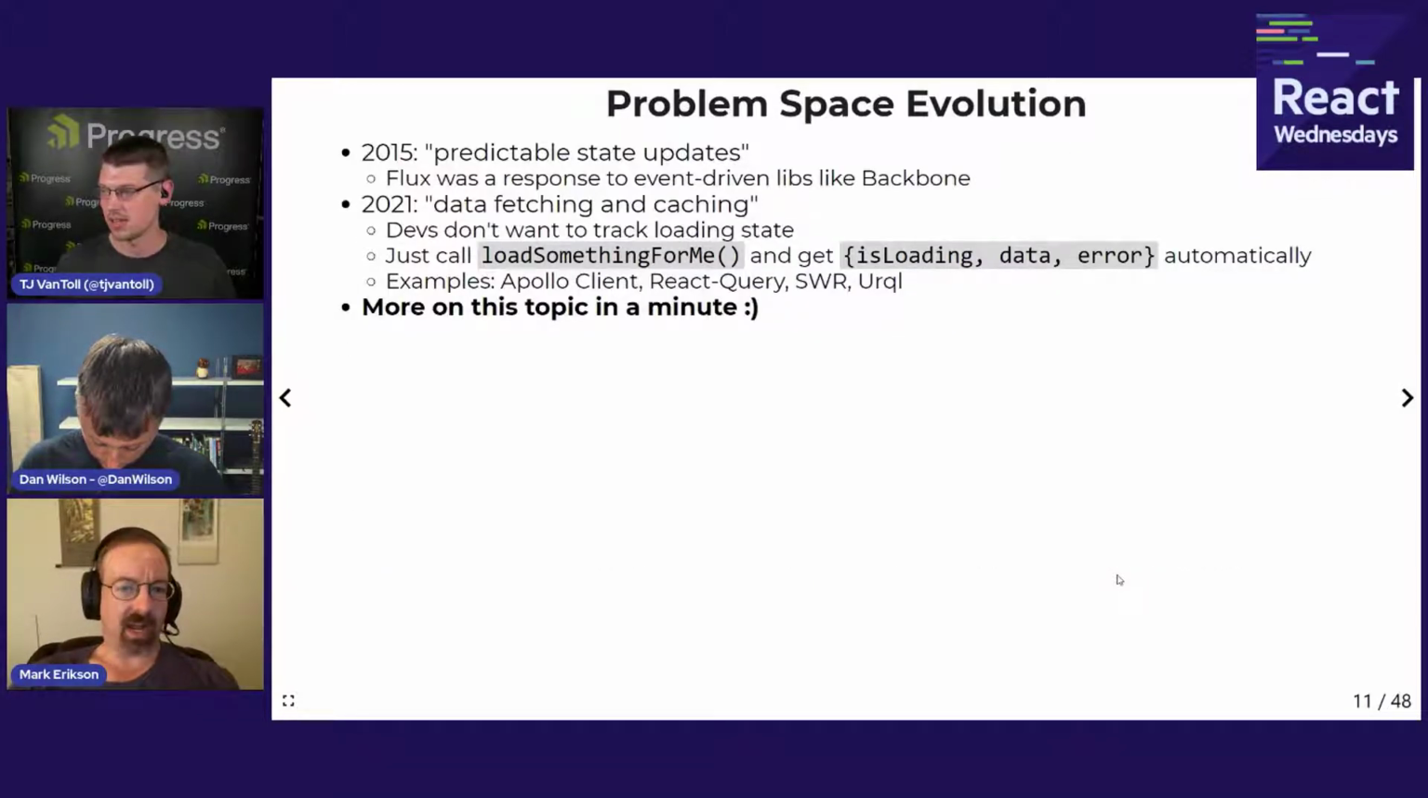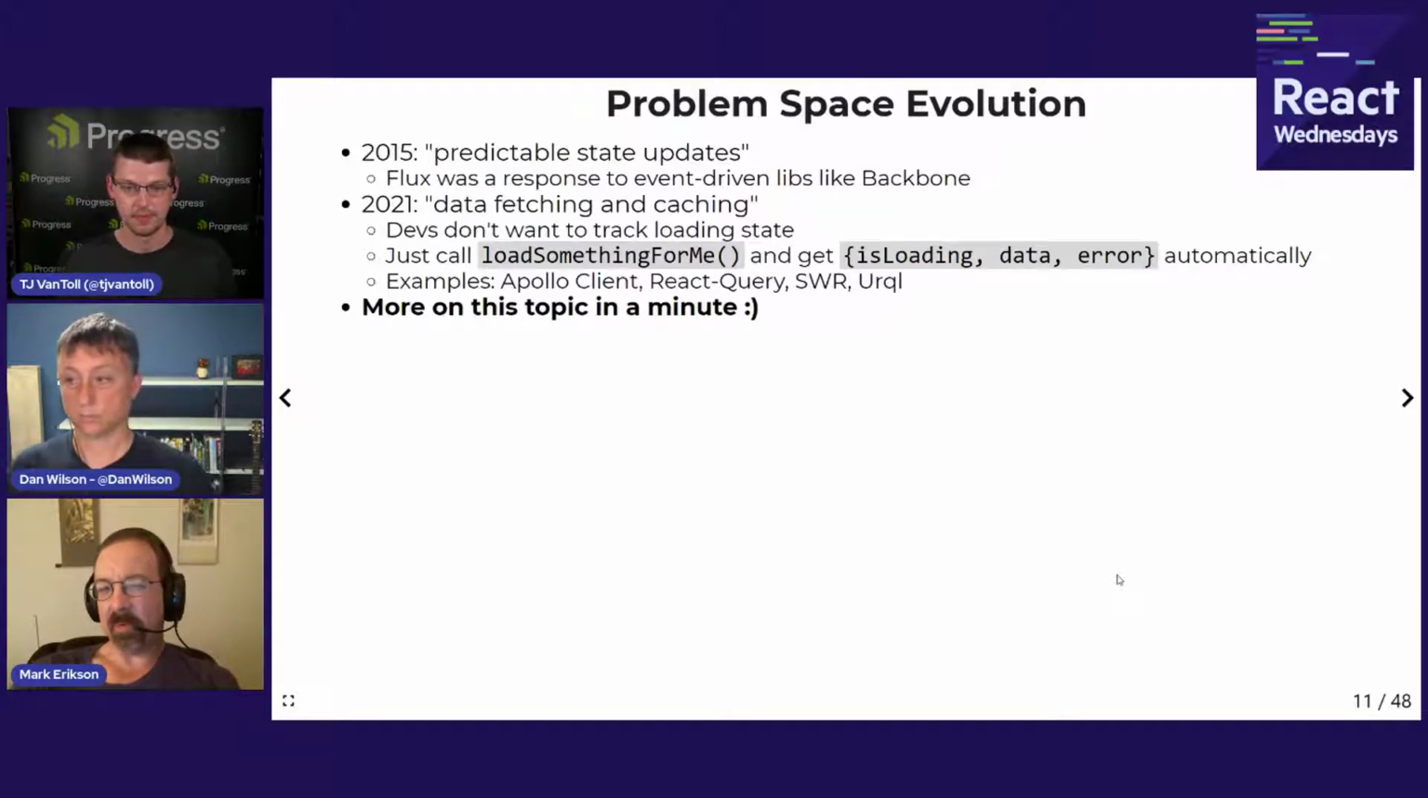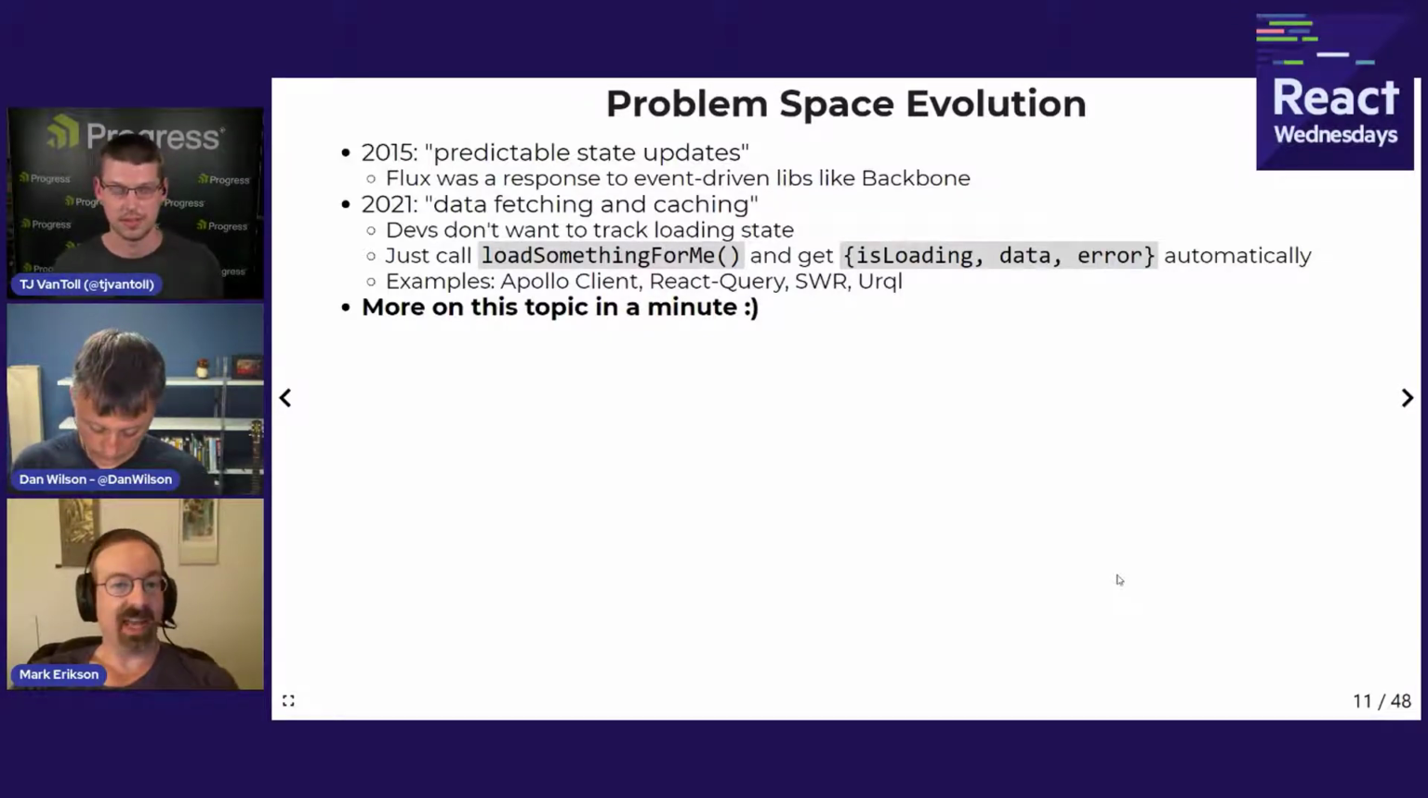One thing I have seen a lot in the last couple of years is that the problem space that the React community in particular is interested in has kind of shifted. In 2015, we were really focused on state management, and you had Flux libraries and Redux coming about because of the problems we'd seen with things like Backbone. Today, people are more interested in data fetching and caching. They don't want to have to write a lot of logic to track loading state. They just want to say, here's my URL or my data source, just give me back my data field and my is loading flag and let me render the UI based on that. And we'll talk about that more in a couple minutes.